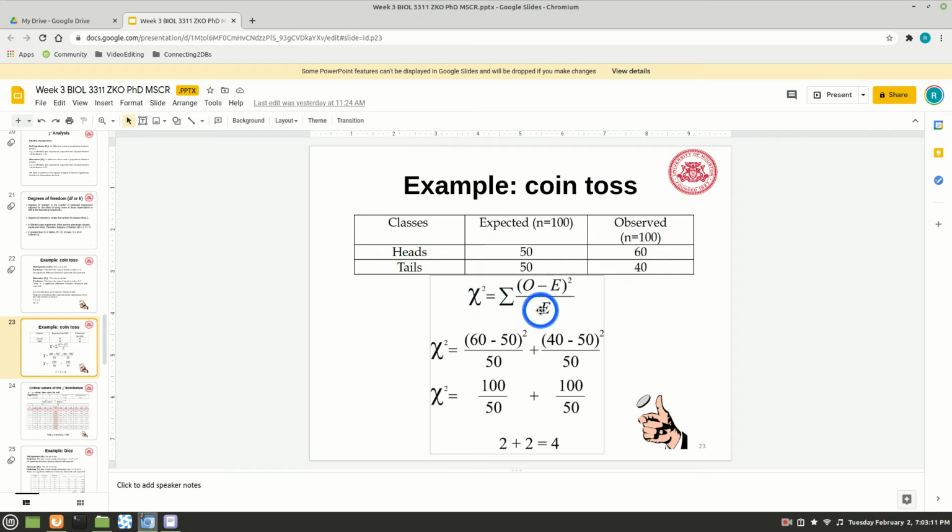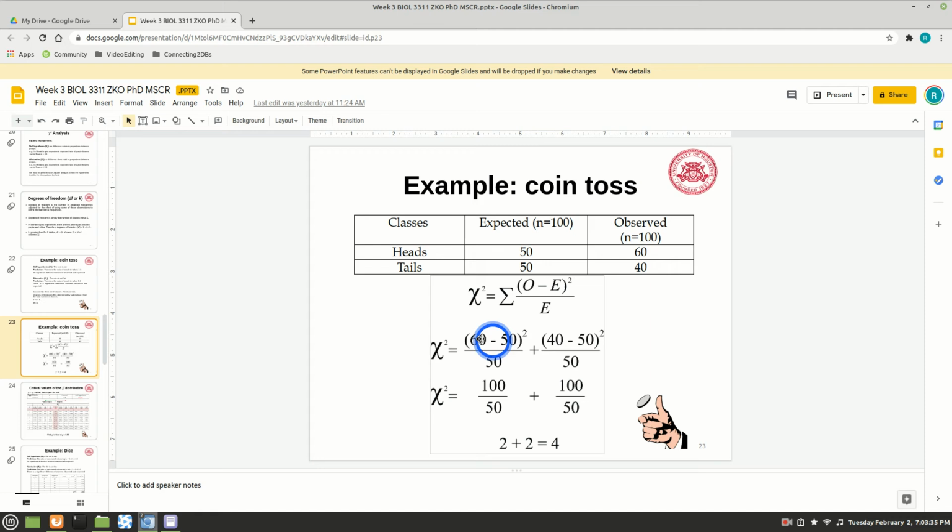So you use this formula. Now the expected is E, the observed is O. So these are the ones that you actually flipped. These are the ones you did not flip. You just say that's what it should be. So your E is like 50 here and 50 here. So 50, 50, 50, 50. And then 60, 40. We have to put in one for heads and one for tails.